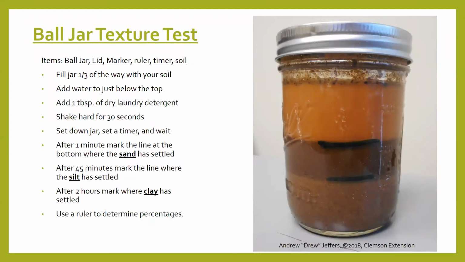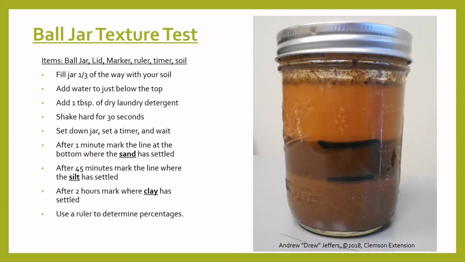Really, all you need for this is a Ball jar with a lid, a marker, a ruler, a timer, and some soil. And the way you use the texture test here is you fill the jar a third of the way up with your soil, and then you add water to just below the top of the jar. You could even go slightly higher than what you see here. And you add a tablespoon of dry laundry detergent to help the particles break up so they don't stick together.